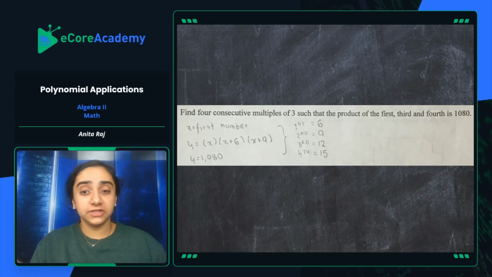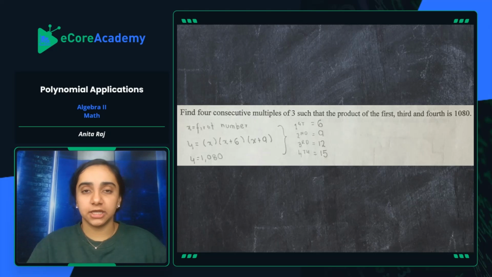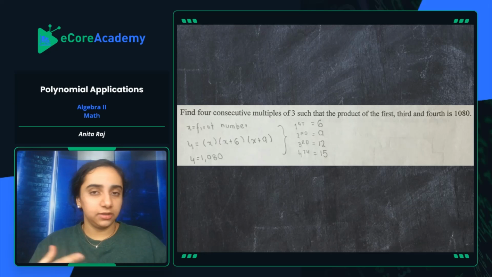So it's really just one sentence. Find 4 consecutive multiples of 3. Consecutive means they come right after each other. For example, consecutive numbers 1, 2, 3. They come right after each other. In this case, 4 consecutive multiples of 3. That would be 3, 6, 9, 12, just right after another.